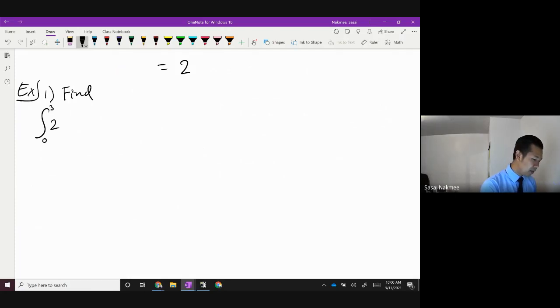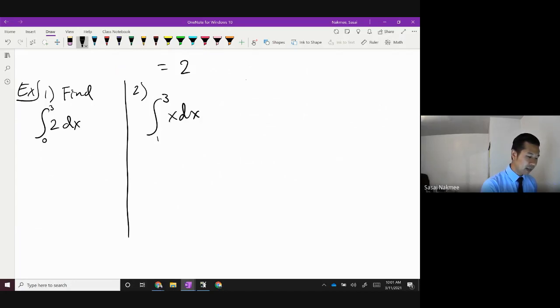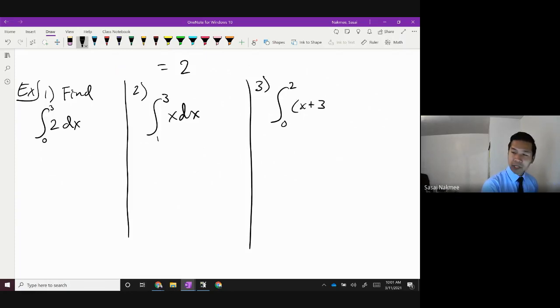The first one I want you guys to try is the integral from 0 to 3 of 2 dx. Number 2, I want you to try to find the integral from 1 to 3 of x dx. And the third one is going to be the integral from 0 to 2 of x plus 3 dx. This one's going to be a little bit difficult.